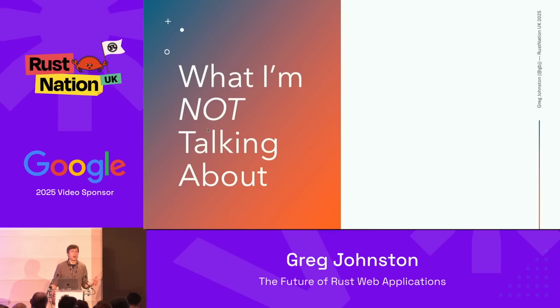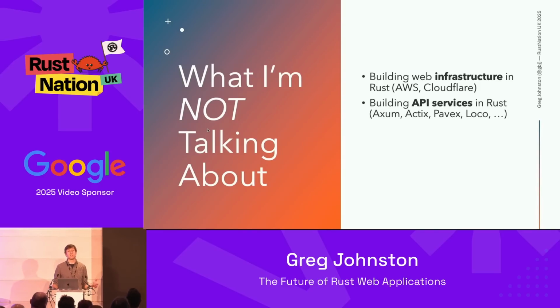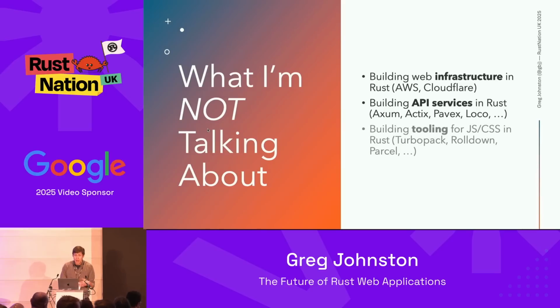When I talk about Rust on the web, I am not talking about building web infrastructure using Rust, so the kind of work people are doing at AWS or Cloudflare. I'm not talking about building API services in Rust, so I'm not talking about spinning up Axum or Actix or Poem or Loco, or there are some people walking around with t-shirts that say, we're building an awesome web framework at cot.rs, right? I'm not talking about any of those things. And I'm not talking about building tooling for web applications using Rust. There's a huge amount of work going on right now in the JavaScript ecosystem and even in CSS in rebuilding tooling for web applications using Rust. I'm not talking about any of those things today.